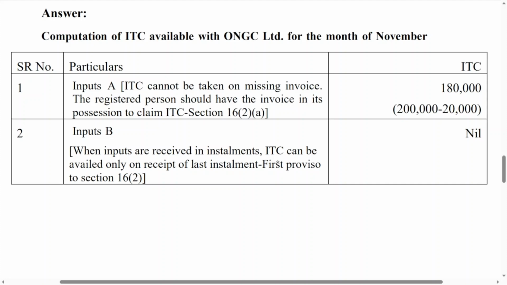So I already explained to you, from 2 lakh, your 20,000 invoice is already missing. So you will get credit only on 1,80,000, because the registered person should have the invoice in its possession to claim ITC, section 16 subsection 2 clause A. Input B, when inputs are received in installments, ITC can be availed only on receipt of the last installment. First proviso to section 16 subsection 2. So that is why in the second case ITC is not available, and that is why we have written nil.